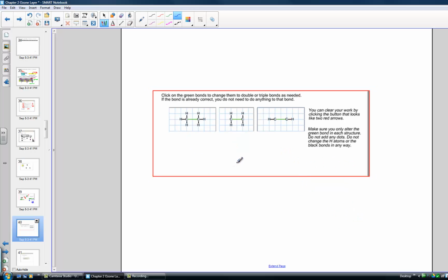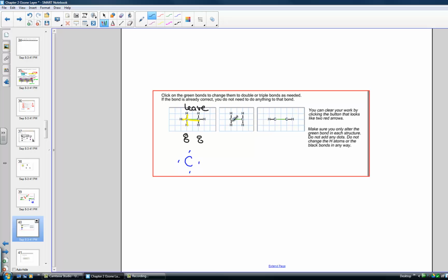We'll look at another homework problem for you. These are green bonds, and what it's telling us is to click on the bonds to change them from single to double to triple as needed. And if the bonds already connect, just ignore it. So here's what I noticed. Carbon has 4 valence electrons, so it needs to have either 4 bonds or a multiple bond to get an octet. What I like in this picture, carbon has 2, 4, 6, 8 electrons assigned to it. By having those single bonds, this guy is done. Leave it alone.